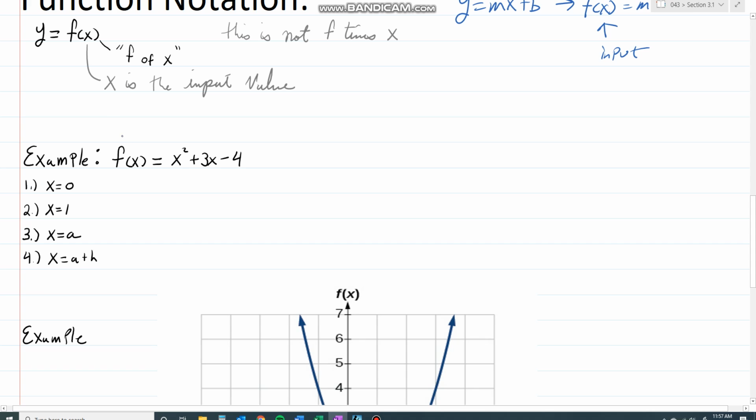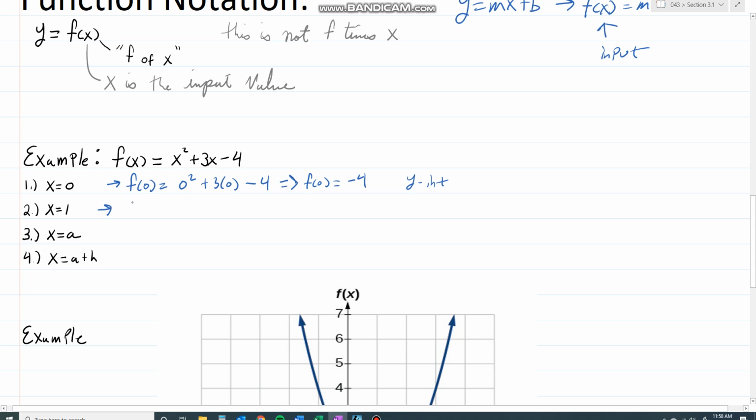So for this first example, I have a function here, f of x equals x squared plus 3x minus 4. And the first one I want to look at is, what if x equaled 0? Well, if I plug in 0, I have f of 0 equals 0 squared plus 3 times 0 minus 4. So what I found was f of 0 equals negative 4. Well, what is that? That's the y-intercept. We're going to dive right back into that y-intercept in chapter 5, but for now, we're just plugging in values.